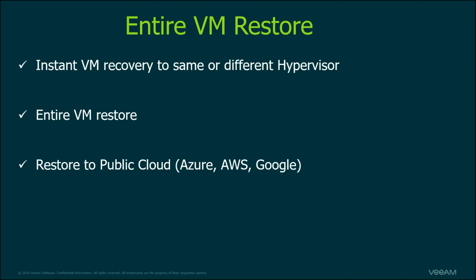So we'll start with entire VM restore. This is going to be the first option available to you in the GUI, and inside of entire VM restore there are a few different ways in which you can restore the virtual machines. Instant VM recovery, which allows you to spin your machines up instantly directly from the backup files in the repository.